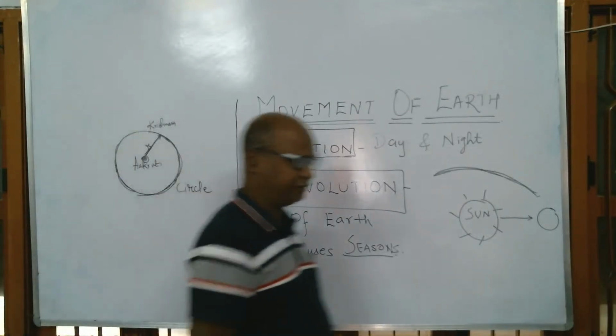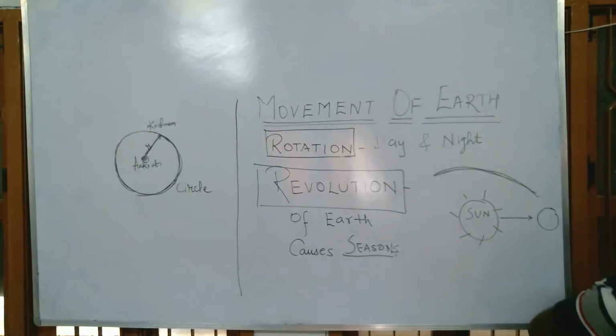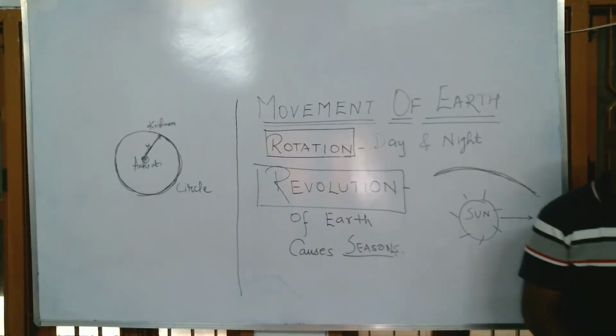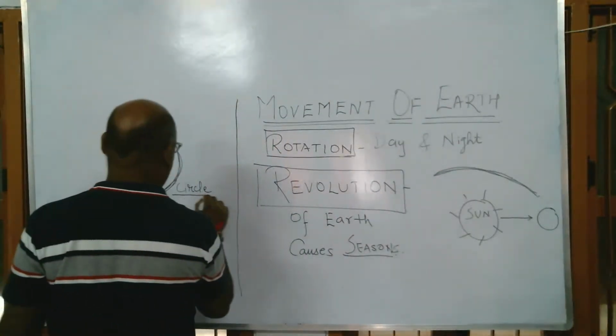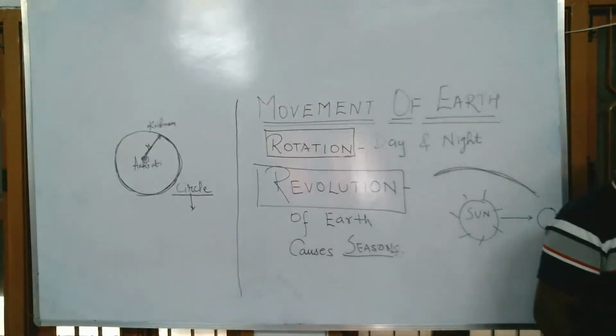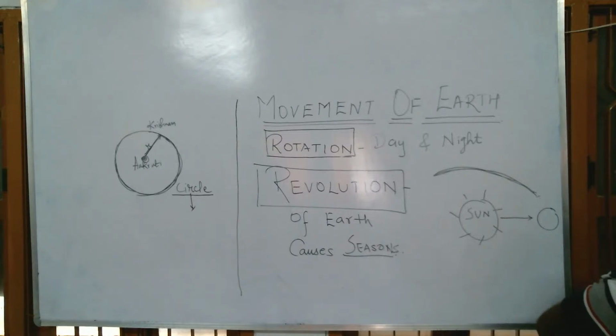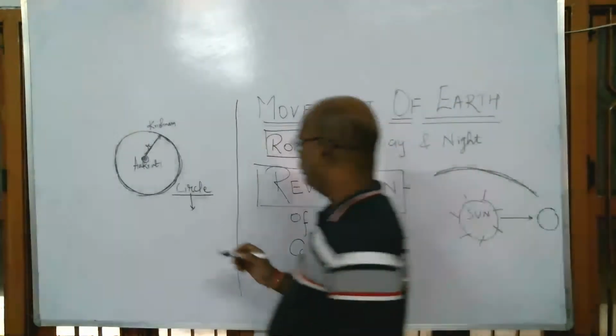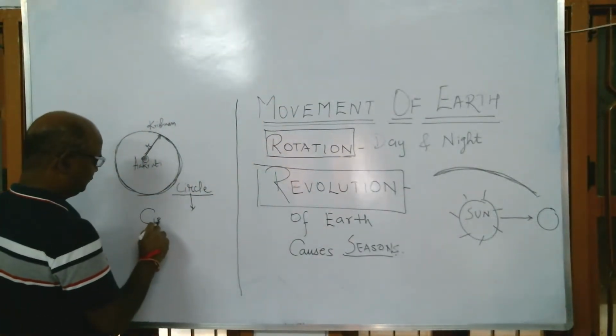What kind of motion will we call it then? From the word circle, you can give the name I give you. From the word circle only, we can write the name of the motion. What is that? Circular motion. That is called circular motion.